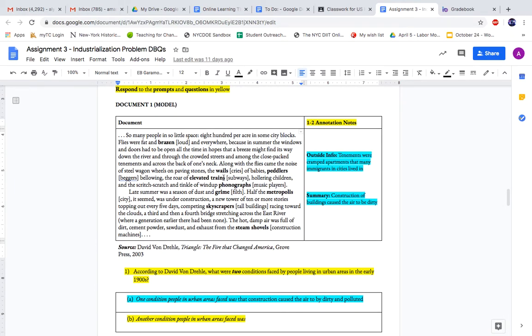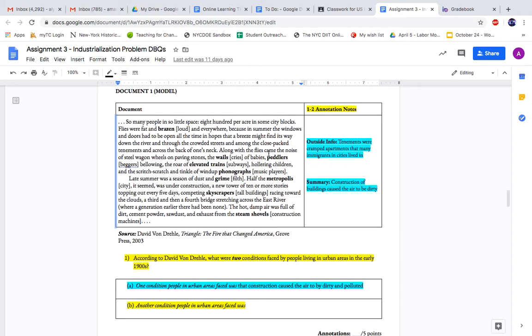So as I'm reading this, I noticed that they talked about tenements over here, and so some outside info I added was the definition of what tenements were. So on the side for one of my annotations, I wrote tenements were cramped apartments that many immigrants in cities lived in. There's some outside information you can add from your notes or your prior knowledge for annotation points. Let's keep reading. Starting here.